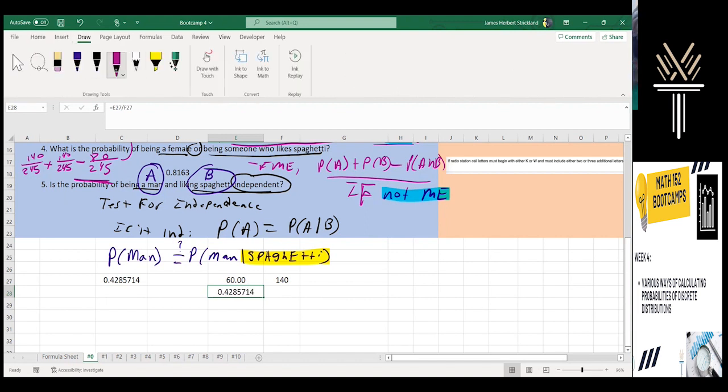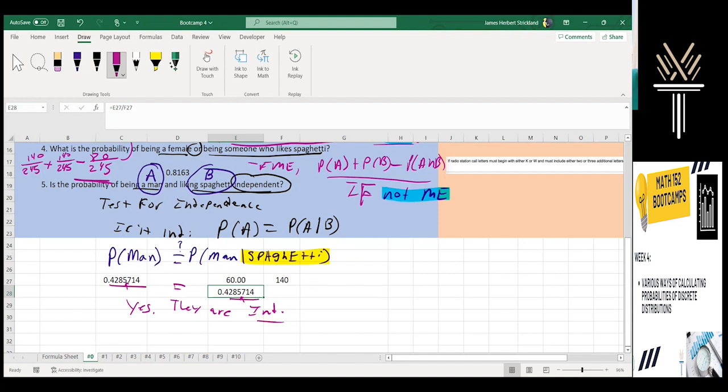If they are exactly the same, and that's very, very important, they have to be exactly equal, then you would say, yes, they are independent. There is no influence of liking spaghetti on determining gender. That's what we're determining. And if there's even the smallest decimal difference, like even if this one little 5 here was a 4 and this was a 5, we would say they're not independent. There is some influence, no matter how small. And so we have to make sure that they're exactly the same to be classified as independent.